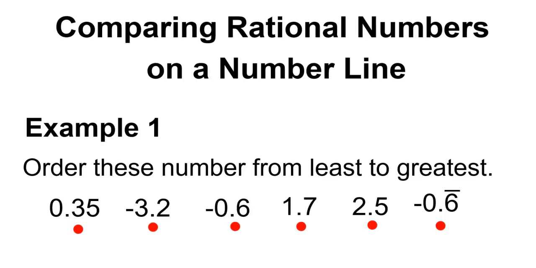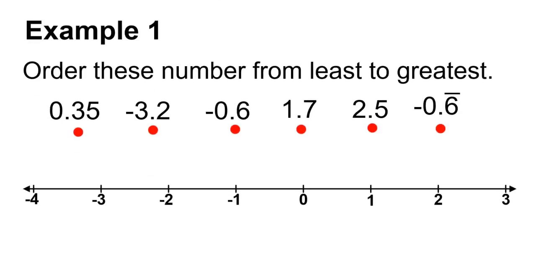Comparing rational numbers on a number line. Example 1. Order these numbers from least to greatest. For 0.35, it's a little less than halfway between 0 and 1, so it goes about there.